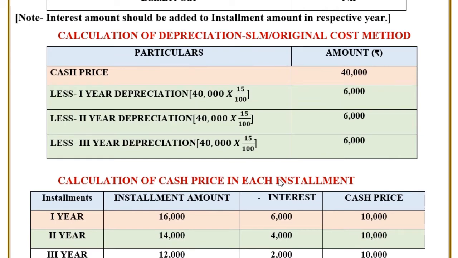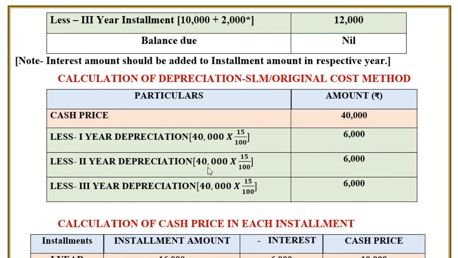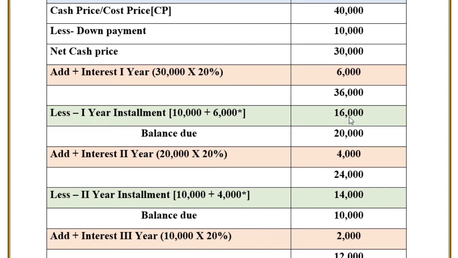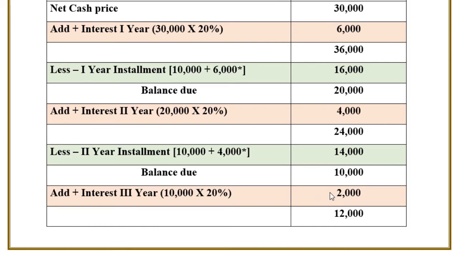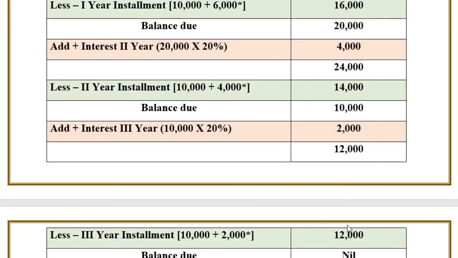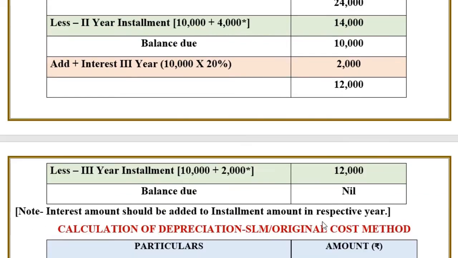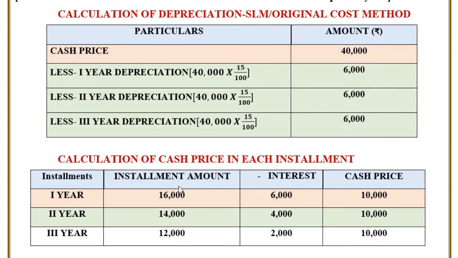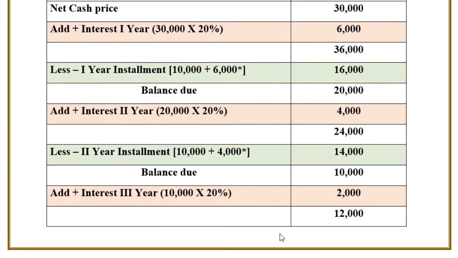Then calculation of cash price in each installment. So this will be each installment money, as you saw already. So this is 16,000 for the first installment, 14,000 for the second installment, and 12,000 for the third installment. Then now we have to split this. So installment amounts are 16,000, 14,000, 12,000. Interest is 6,000, 4,000, 2,000. You already know 6,000, 4,000, 2,000.